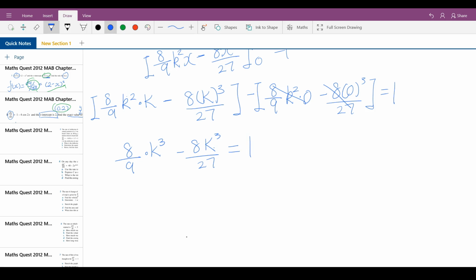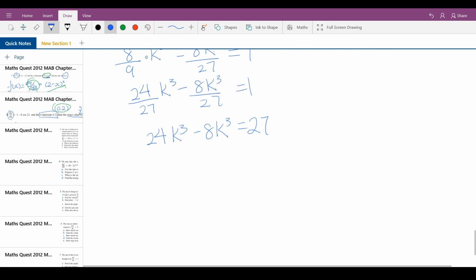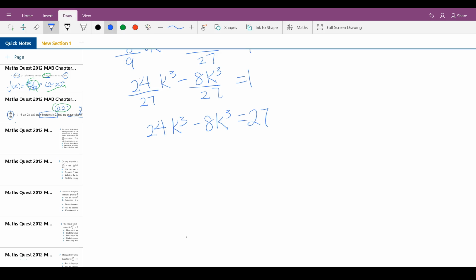Now I'll have to multiply this to get to the common factor. Multiply both top and bottom by 3 to get to this common denominator. So it would be 24 over 27 k cubed minus ak cubed over 27. And then I multiply 27 on both sides, the left hand side and the right hand side.